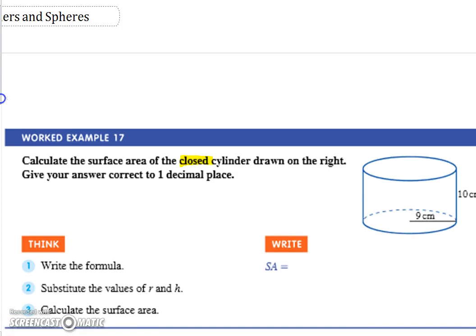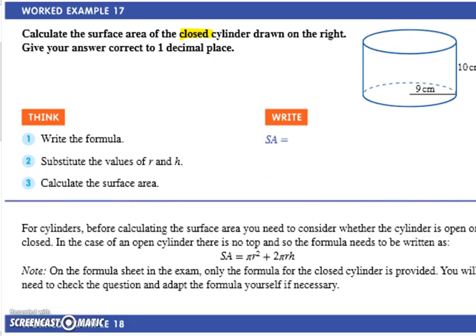Now, as with any time we do these, what's the first thing you have to do? You're going to get given a formula. It's wonderful. They give you stuff like this. What's the formula? So what do we got? 2 pi r squared plus 2 pi r h.